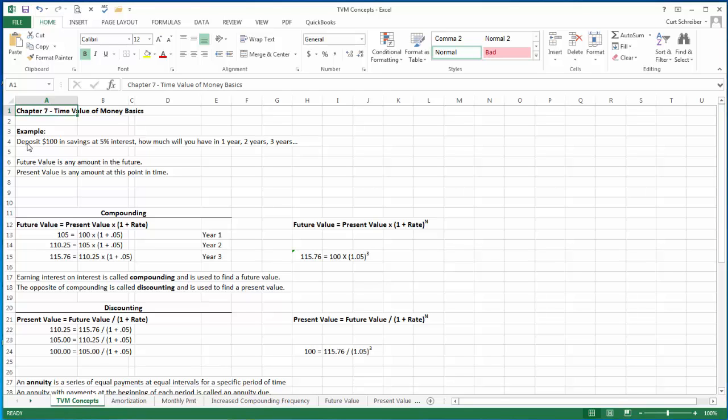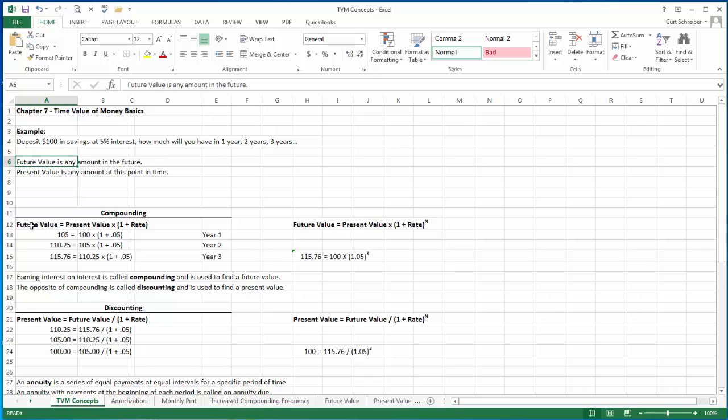Let's say that we are going to deposit $100 in a savings account at 5% interest. And the question is, how much will you have in 1 year, 2 years, or 3 years? In this case, the $100 is a present value because that's an amount at this point in time. The future value is going to be how much we're going to have 1 year from now, 2 years from now, or 3 years from now.